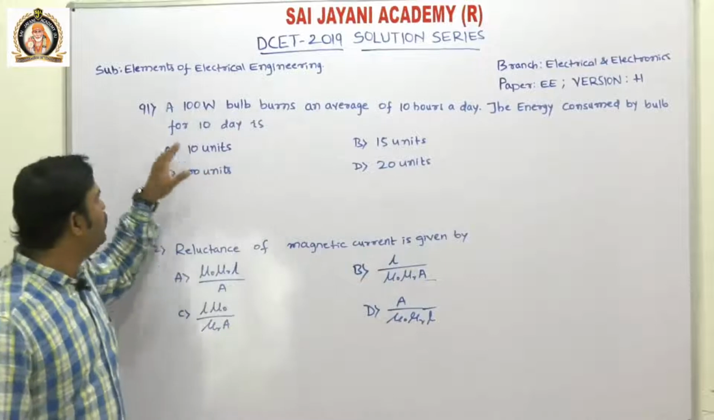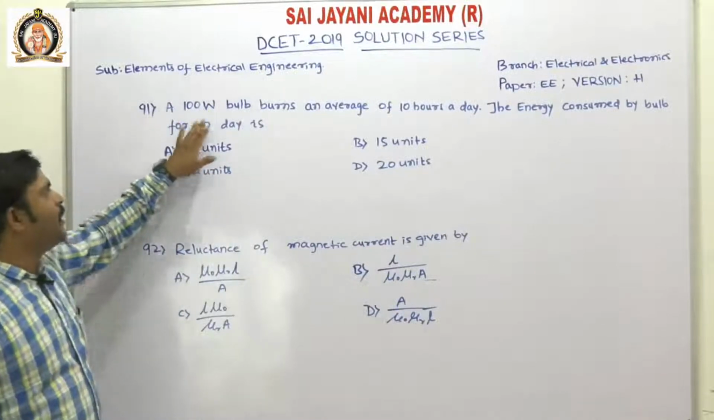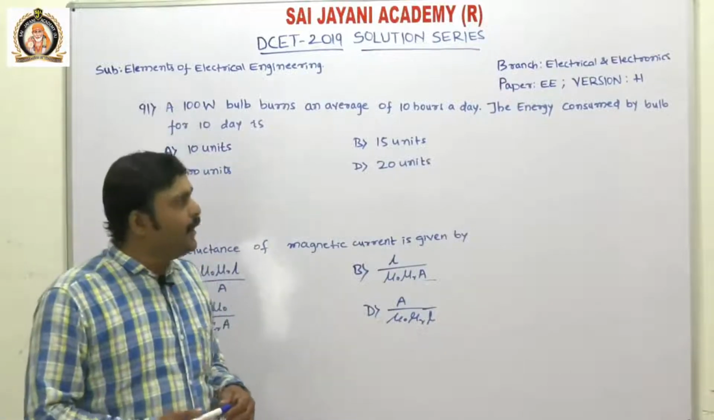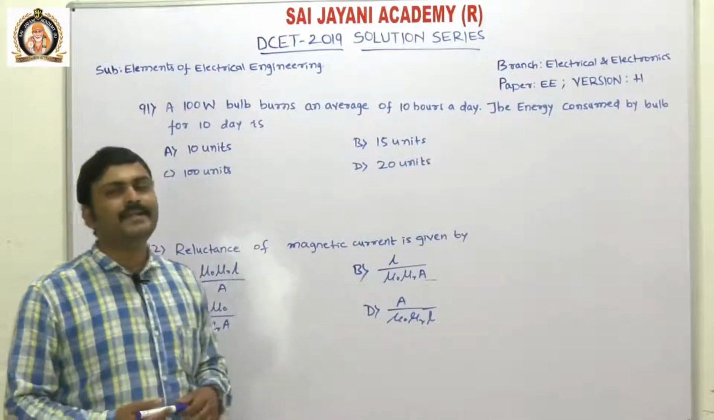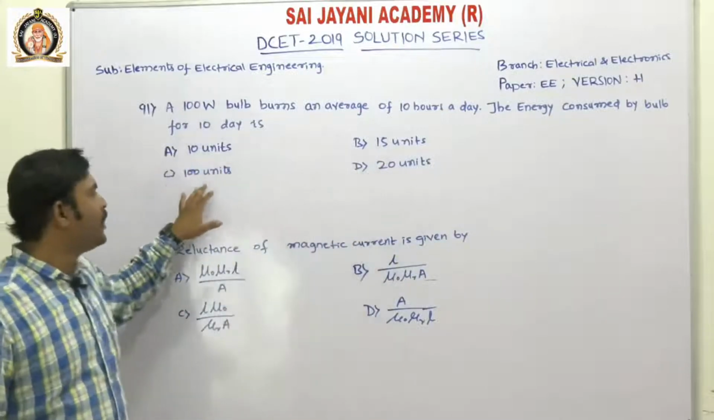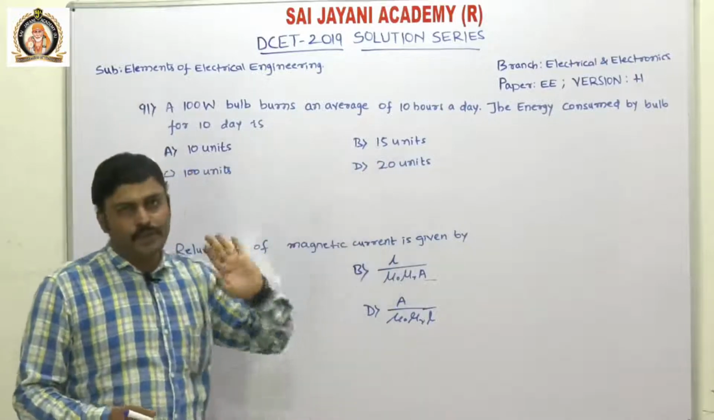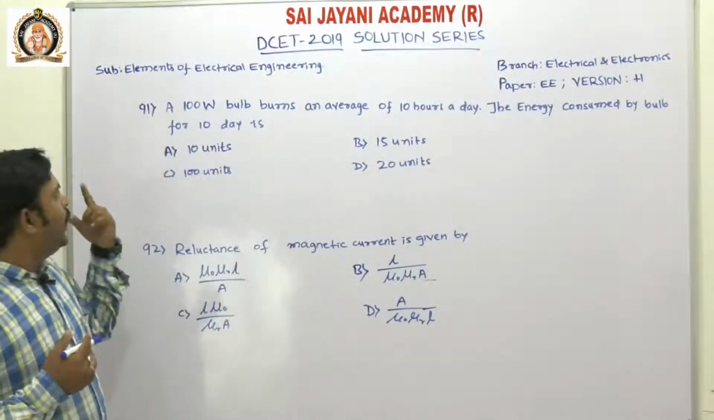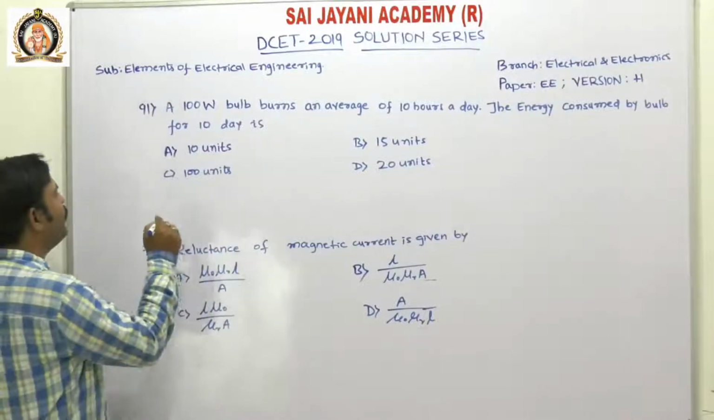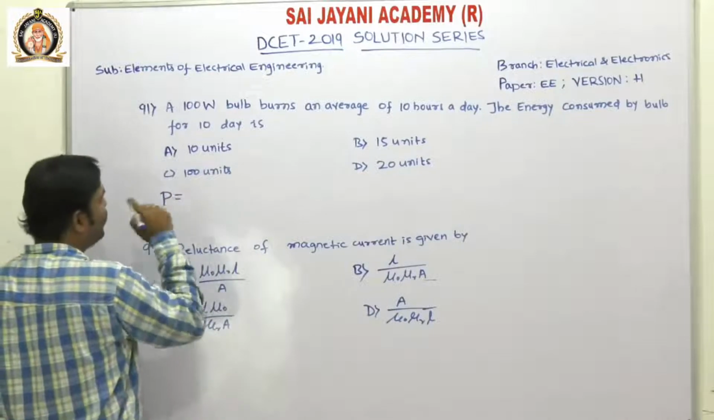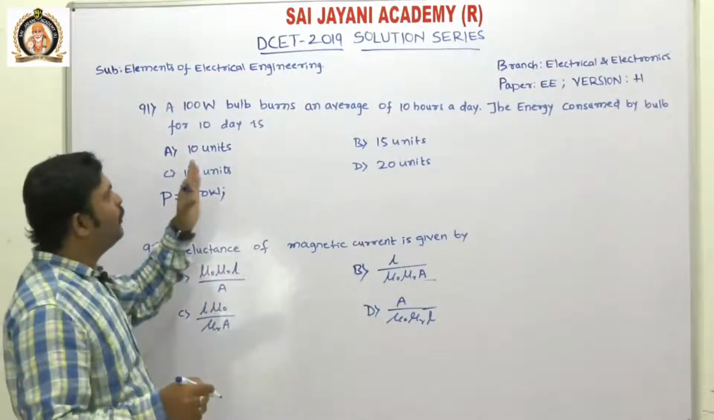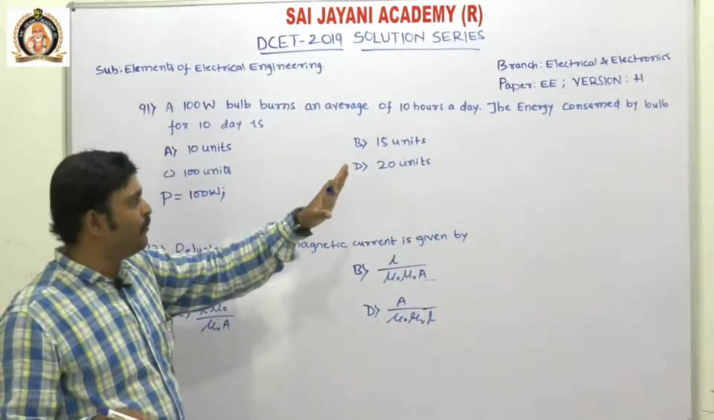Okay, moving on to question number 91. A 100 watt bulb burns an average of 10 hours a day. The energy consumed by the bulb for 10 days is option A 10 units, option B 15 units, option C 100 units, option D 20 units. What has he asked? A 100 watt bulb burns an average of 10 hours a day. 100 watt bulb means power. Power he has given. Power is 100 watts.